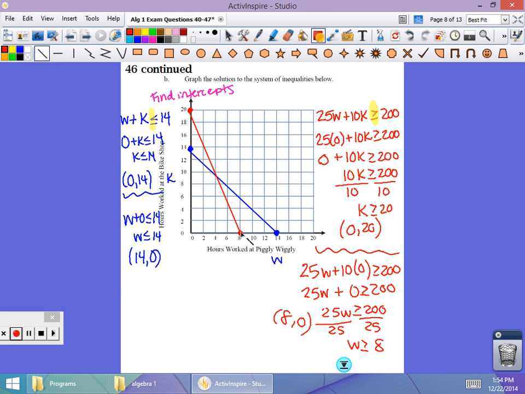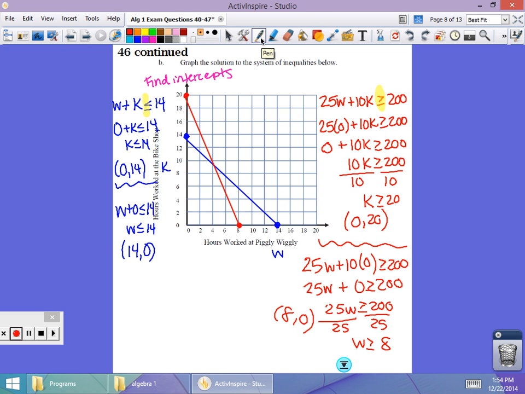We do need to talk about shading. Looking back at the blue line, let's say I plug in the point 2, 2 to both inequalities so we can see where we need to shade. I'll plug 2, 2 into W plus K. 2 plus 2 is 4, and 4 is less than or equal to 14. So I need to shade the area with the blue.